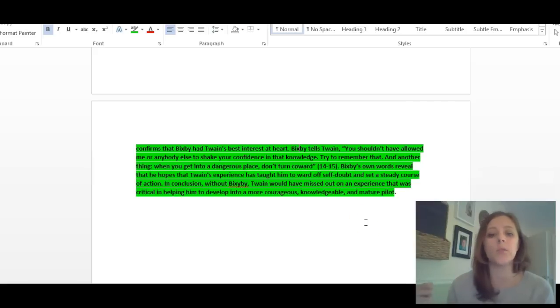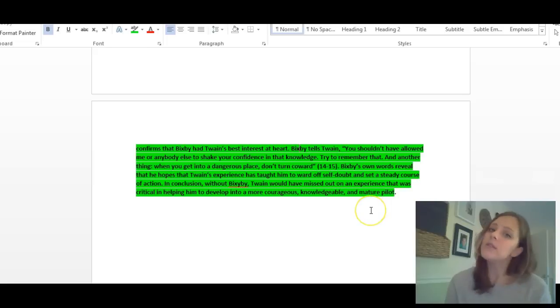Bixby's own words reveal, okay, once again, I've set up my explanation, a nice transition from the quote to the explanation. So his own words reveal that he hopes that Twain's experience has taught him to ward off self-doubt and set a steady course of action. In conclusion, nice transition again, without Bixby, Twain would have missed out on an experience that was critical in helping him to develop into a more courageous, knowledgeable, and mature pilot.